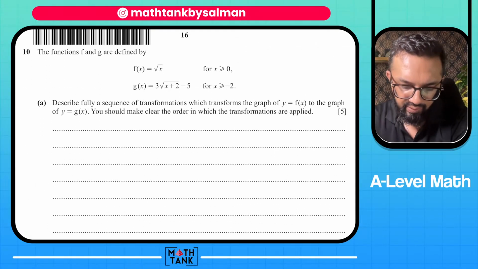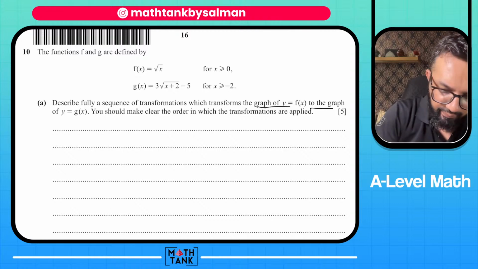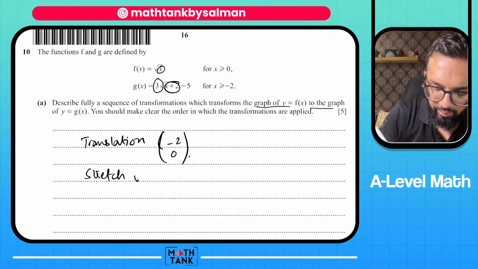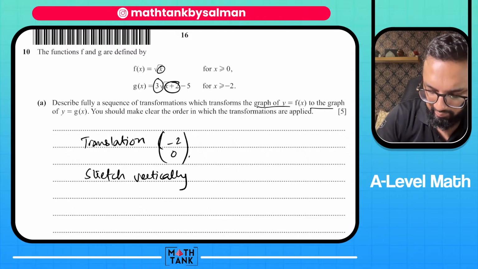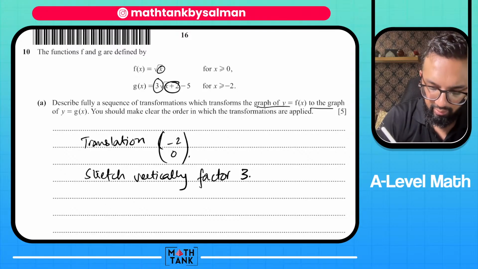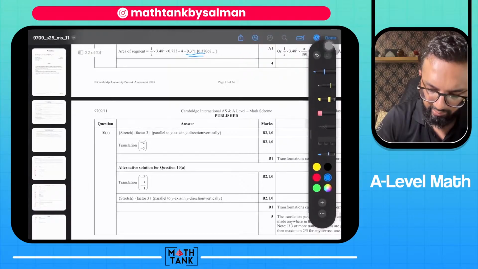Okay, describe fully a sequence of transformations which maps the graph of y equals f of x to the graph of y equals g of x. Okay, so the first thing that I see is x has moved. That's a translation minus 2, 0. Then this is multiplied by 3, so stretch vertically factor 3 and translate 0, minus 5. I think that those should be the correct answers.